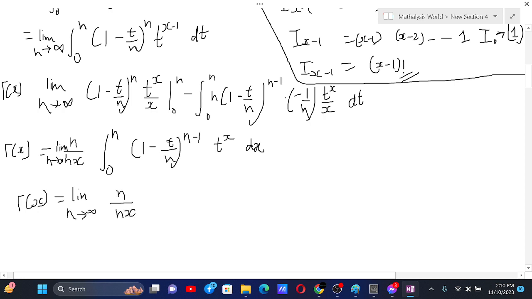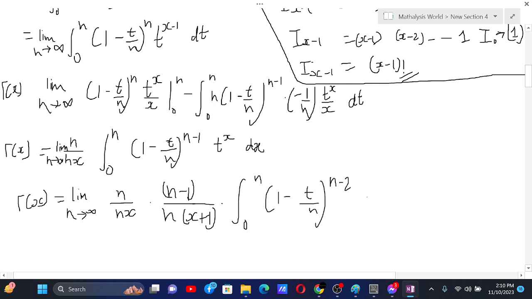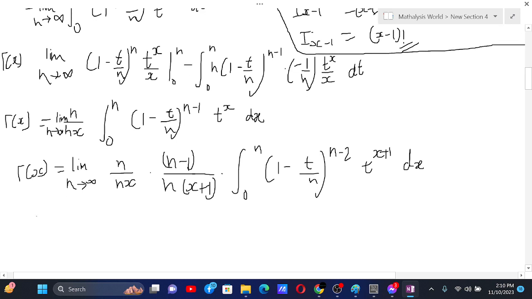In place of n by nx, we will have n minus 1 in the top, and this n in the denominator, and this gives us x plus 1 now. And in the next integration by parts, let's write down for now, 1 minus t by n to the power n minus 2, and t to the power x plus 1 dt.